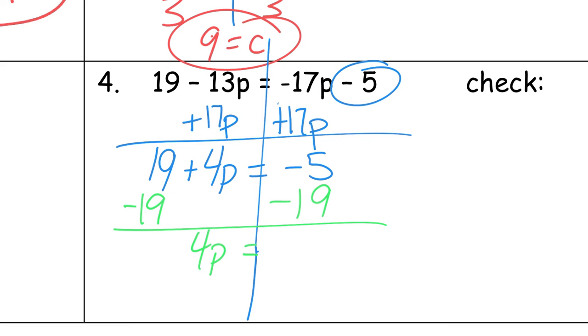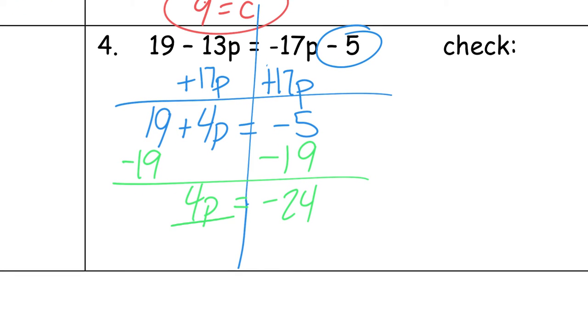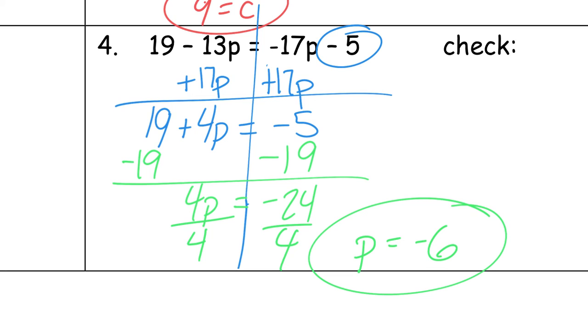A negative plus a negative stays negative, and I get 24. Divide by that positive 4. P should equal a negative 6. Now, I could have flipped it. I could have actually done this one a couple different ways, but this is the way I did it, is moving that first variable. So either way, I should have an answer of negative 6.